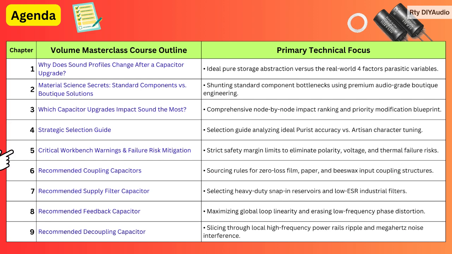Chapter 5 establishes critical workbench warnings to safely mitigate failure risks. And finally, Chapters 6 through 9 serve as your ultimate sourcing guides, delivering our premium, physics-backed recommendations for coupling, supply filter, feedback, and decoupling capacitors. Let's dive into the details.